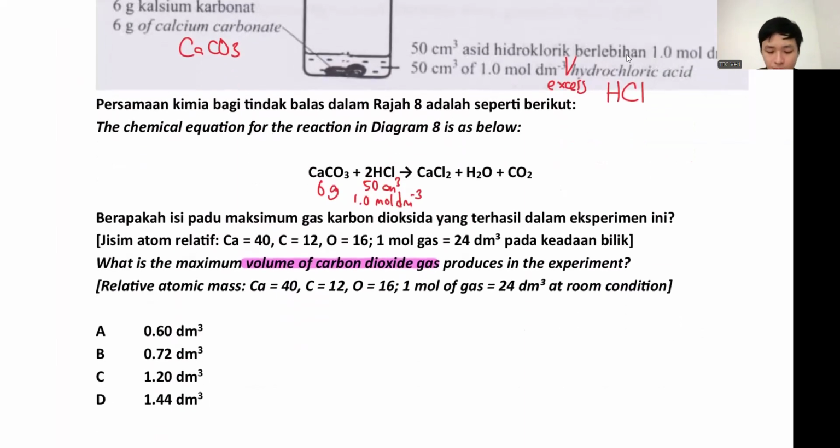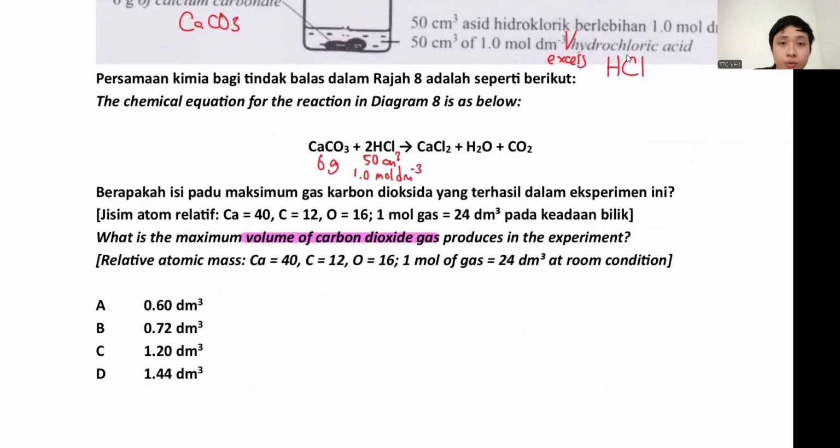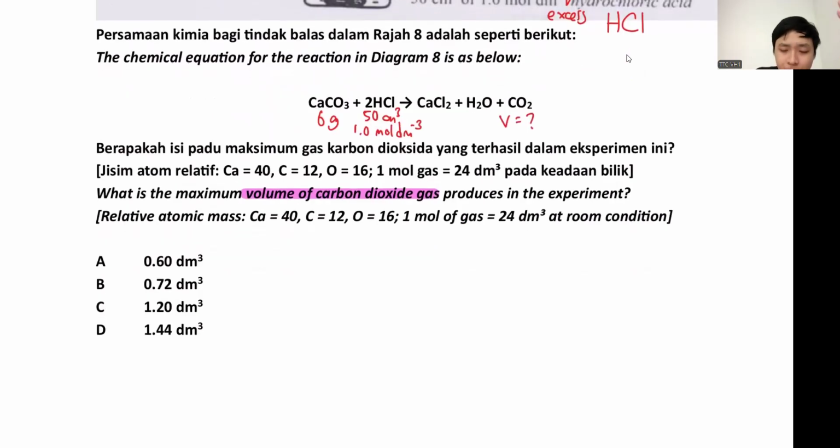So we calculate for both. Because the aim is to calculate the volume of carbon dioxide gas. So V equals question mark. So we settle this first.